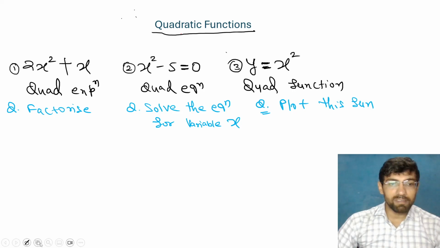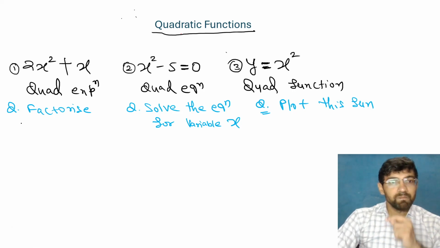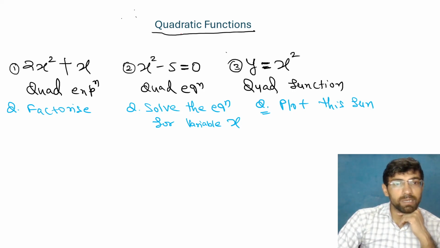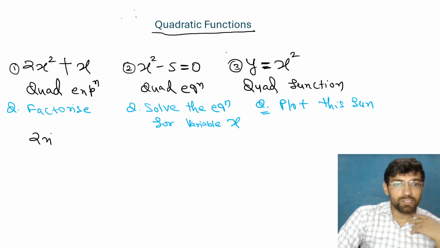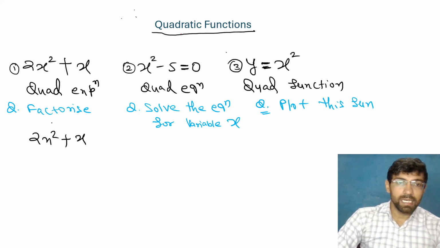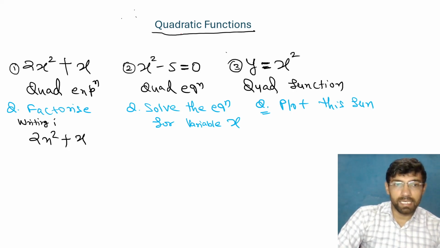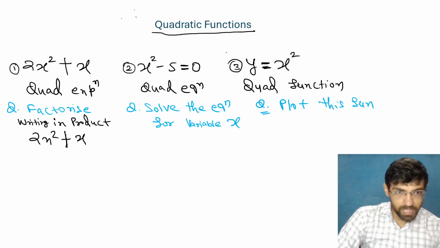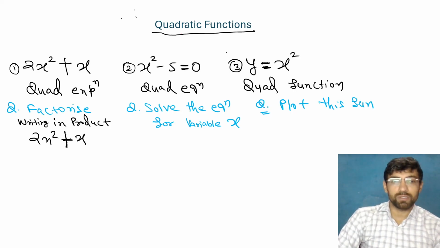So let us start solving for the first one. Factorize it. So 2x square plus x, let me write the question here. So this is 2x square plus x, correct? Factorize. My question to you is, what does factorize mean? The question asked us to factorize it. May I know what factorization means? Factorization means nothing but writing in product. What factorize means? Writing in product. So right now, see, this expression is involving a sign of equals to.